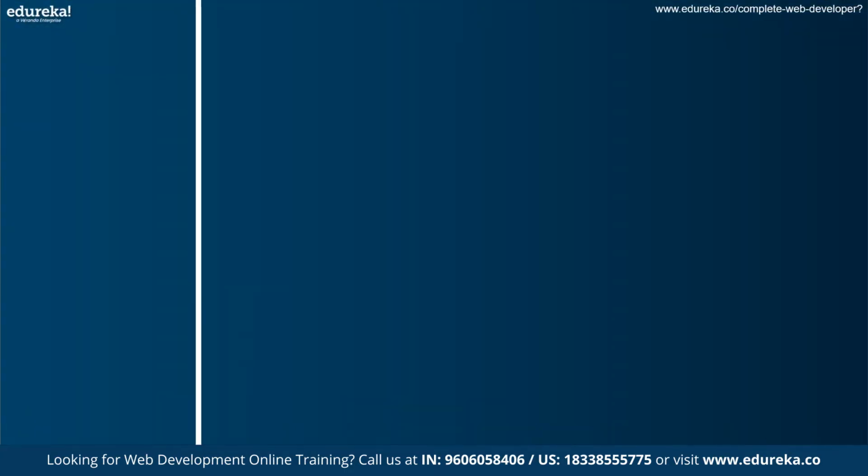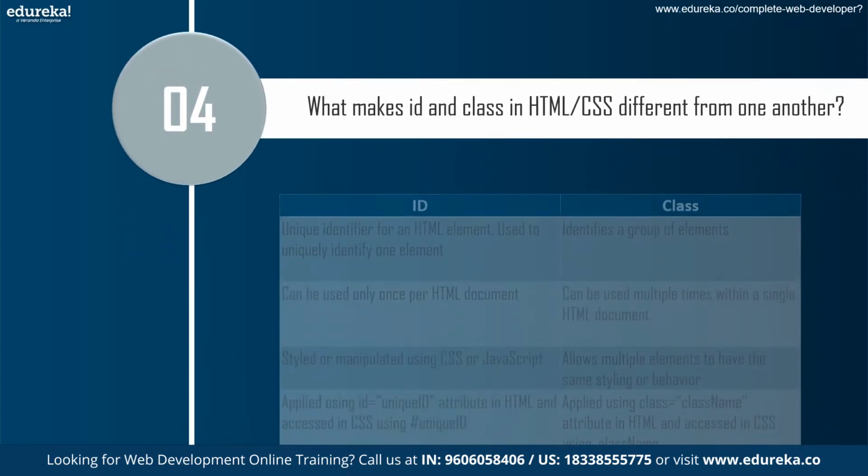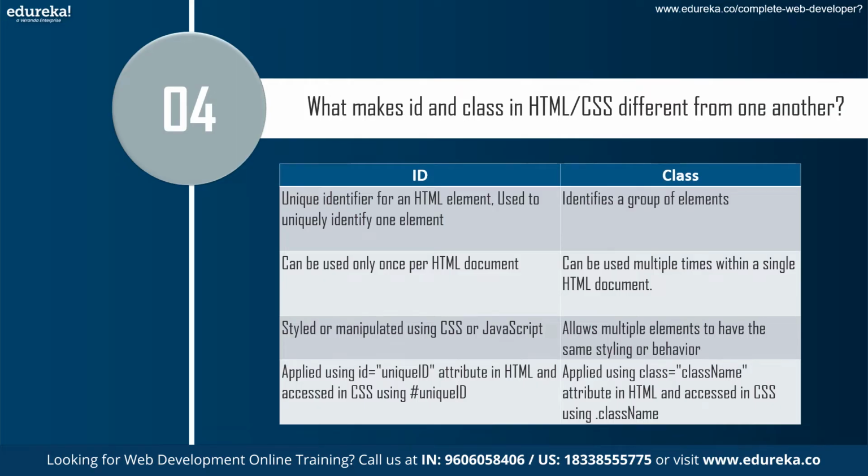Moving on to the fourth question, what makes ID and class in HTML CSS differ from one another? The key differences between ID and class in HTML CSS are: an ID is a unique identifier assigned to a specific HTML element, ensuring its singular presence within a document. In contrast, a class serves as a categorization tool, allowing multiple HTML elements to share the same class designation. Each ID can be used only once per HTML document, preventing duplication and ensuring a distinct identifier for each element. Classes, on the other hand, are designed to be reusable and can be applied to multiple elements throughout a single HTML document. IDs are commonly used for targeted styling or manipulating of individual elements using CSS or JavaScript.